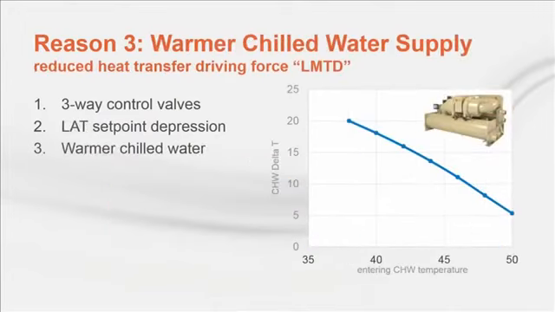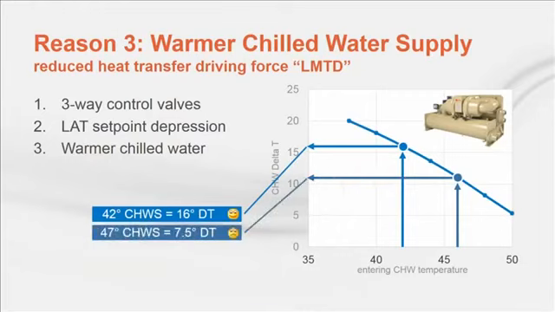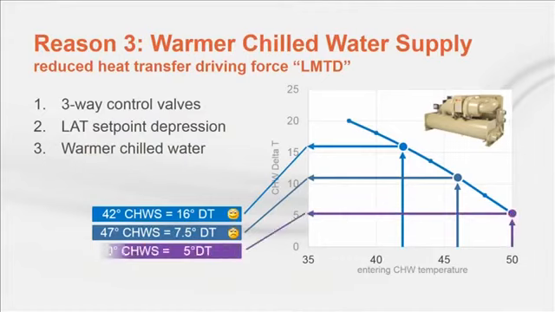Another thing that causes a coil to produce troublesome low delta T is higher than design supply water temperature. We see that a rise of 5 degrees in the supply chilled water temperature to the coil from 42 degrees to 47 degrees causes the coil's delta T to fall from 16 to about 7.5 degrees. An increase in the supply water temperature to 50 degrees drops the delta T to almost 5 degrees.